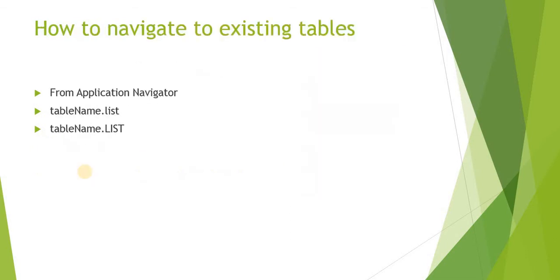How can we navigate to existing tables? There are three ways which we can do it from. First is from the application navigator, and then we can also type a command in the application navigator called table name dot list and table name dot capital letters LIST. Let's quickly see.